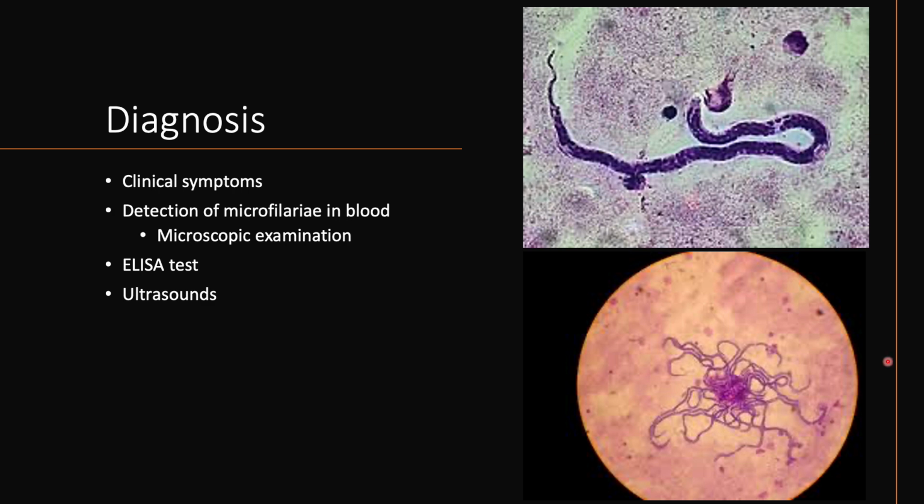And then there are other tests for when the microfilariae aren't that active, and one of the tests is the ELISA test, which is an enzyme-linked immunosorbent assay. And it can be used to detect specific antibodies against the Loa antigens. And then another way to detect them is through ultrasounds, which is used to visualize the subcutaneous nodules or detect the presence of the adult worms themselves.